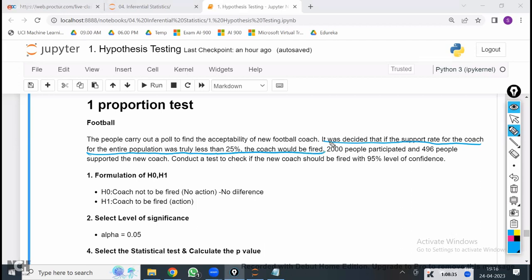So here, for this example, we have the null and alternate hypothesis. The null hypothesis says the coach should not be fired. No action to be taken, no difference. The coach is a good coach. Since he is a good coach, they have hired him. The company that hired the coach, whether he is good or bad, assumes by default that he is a good coach. That is the reason they hired him. If he is not a good coach, why would they hire him? So by their assumption, the coach is a good coach and should not be fired.